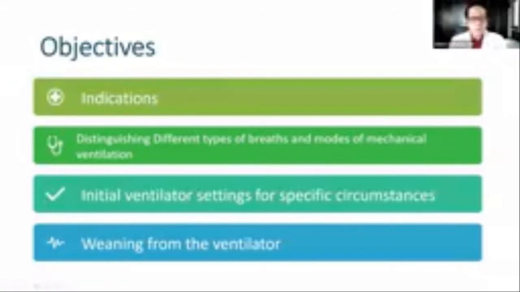The objective of the lecture is to talk about the indications of mechanical ventilation, to distinguish different types of breaths and modes of mechanical ventilation, to talk about initial ventilator settings for specific circumstances, and we're going to talk a little bit about weaning from the mechanical ventilator.